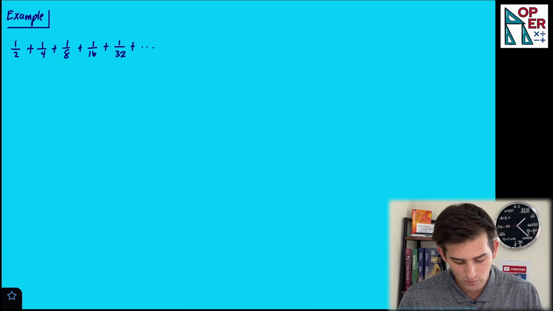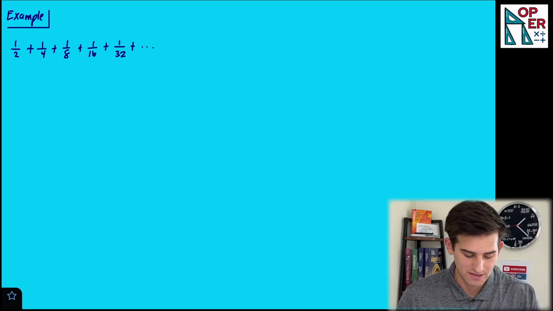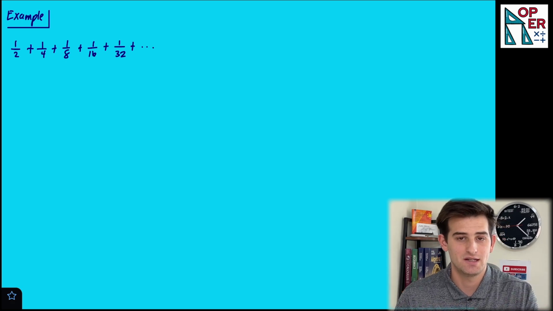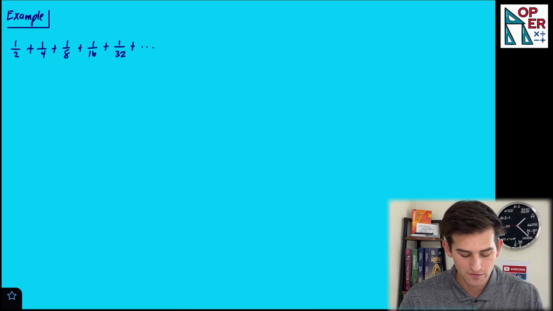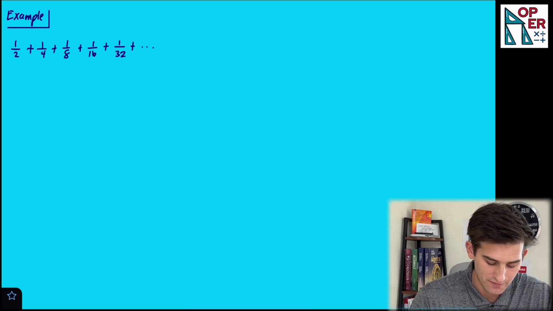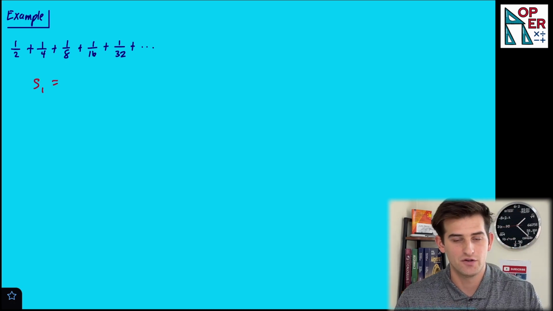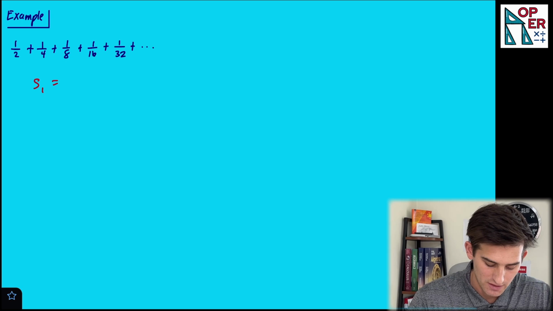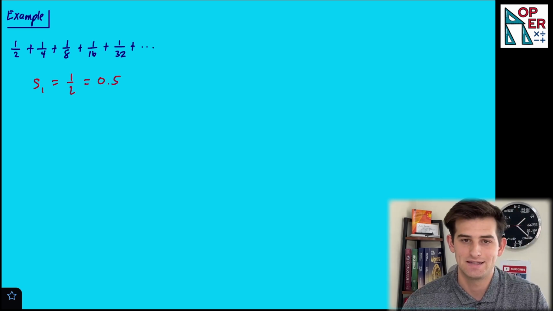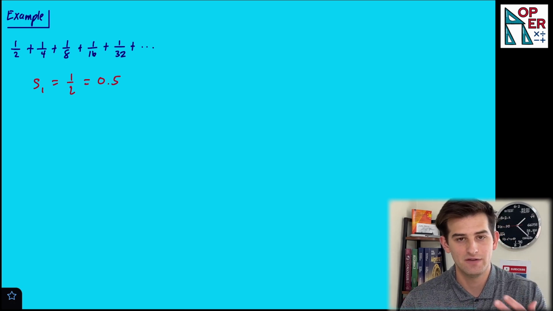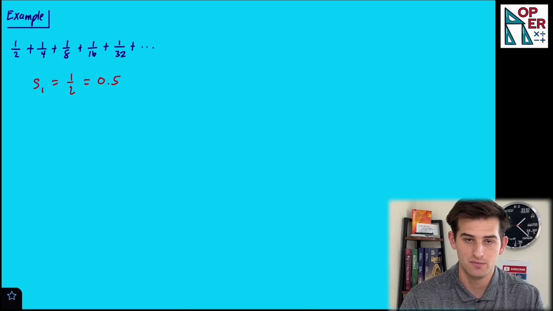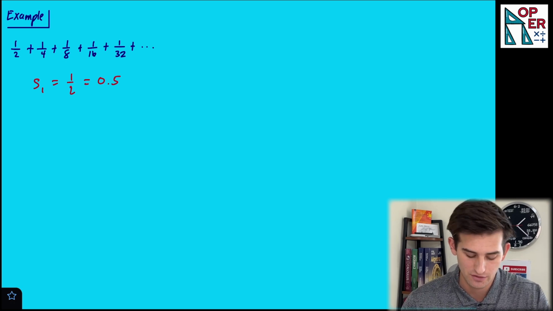So here's our example. We have 1/2 plus 1/4 plus 1/8 plus 1/16 plus 1/32, and so on and so forth. It ends in an ellipsis, dot, dot, dot, so we know it is infinite. It continues on forever. So what we can do is find partial sums. Let's say we wanted to find the sum of our first term, S sub 1. This is equal to 1/2, which is 0.5 as a decimal. Let's continue this and see if our partial sum of the series is going to approach a certain value.